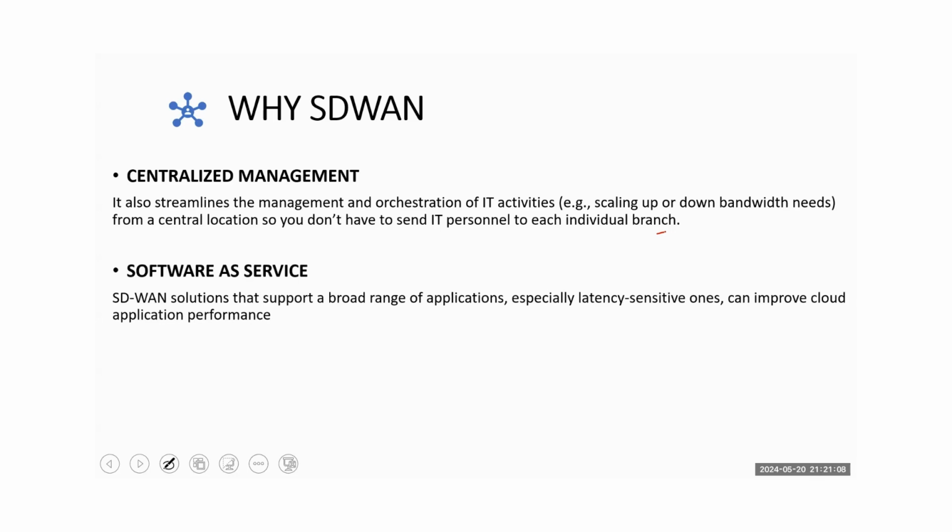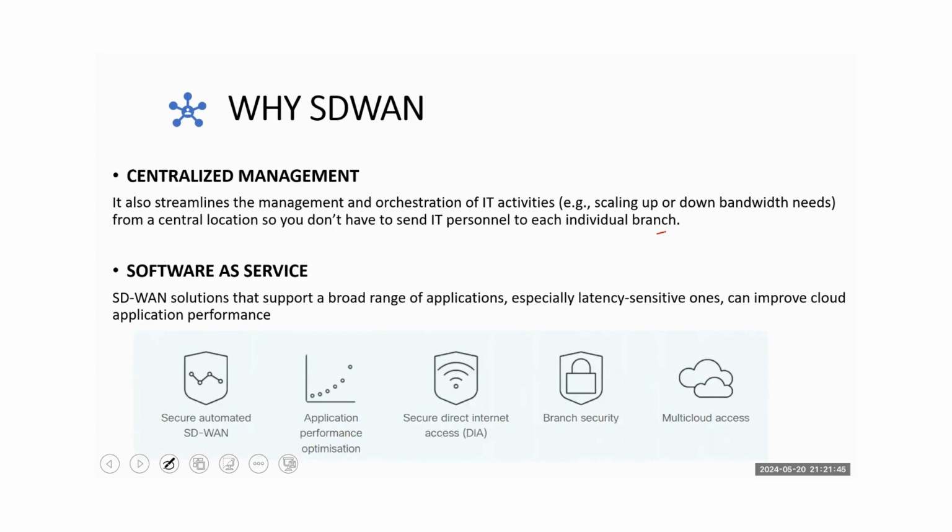Then software as a service. SD-WAN solutions that support a broad range of applications, especially latency-sensitive ones, can improve cloud application performance. Software as a service or infrastructure as a service, these are the different technologies or features that we have. SD-WAN helps to onboard your applications on the multi-cloud. It's not only one cloud that you can onboard. On the multi-cloud, like a private cloud or a public cloud, you can onboard them, and then easily have availability of those applications without so much hassle. So these are the very important reasons that SD-WAN came into the market, and that push customers to move from the traditional network to SD-WAN.